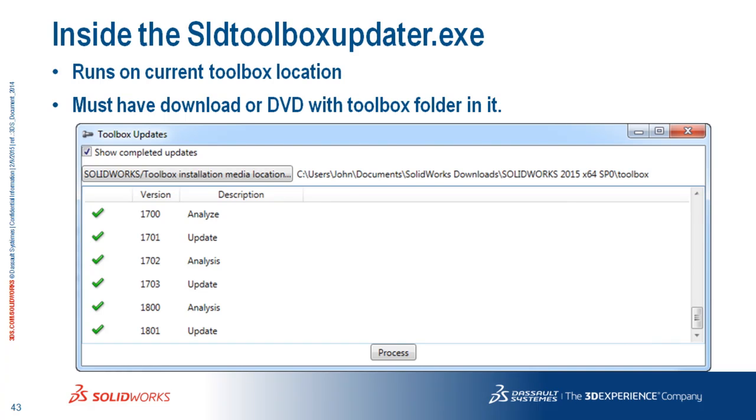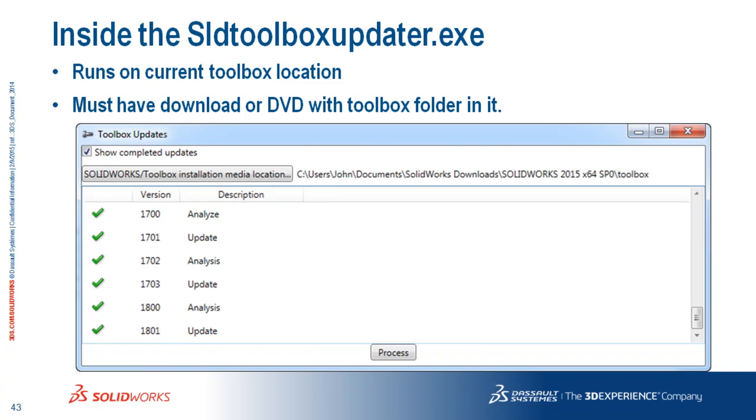Then I usually check the box for show completed updates, and then you have to tell it where your installation media is. Does anybody know what's on the installation media that thing's looking for? There's a folder there with Toolbox. It just says Toolbox. Inside there's ANSI zip, metric zip, all this stuff is in there, okay? And those files are what it extracts to populate your toolbox with. So as you go down these little green checks, you get analyze, update, analyze, update, analyze, update, and then all of a sudden you'll see like ANSI, DIN, ISO, and it'll go through and check all of them as it converts those.